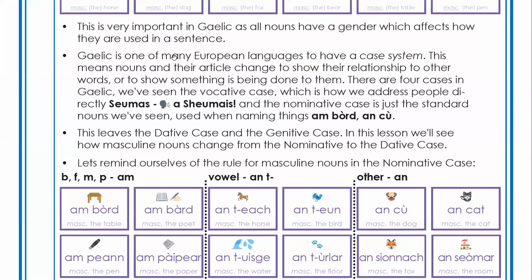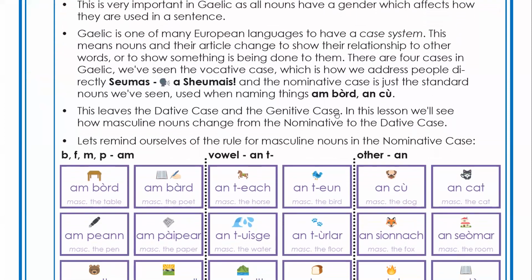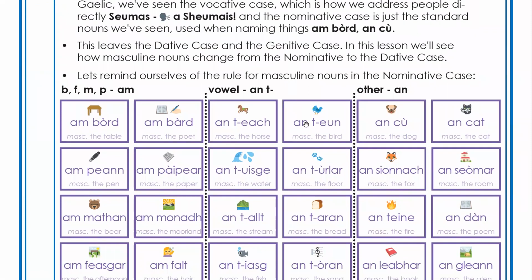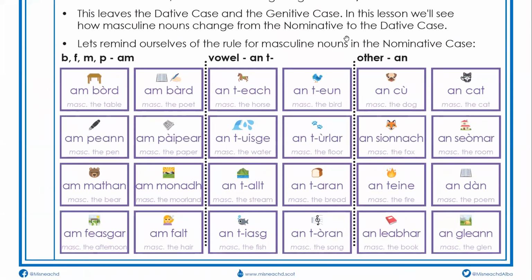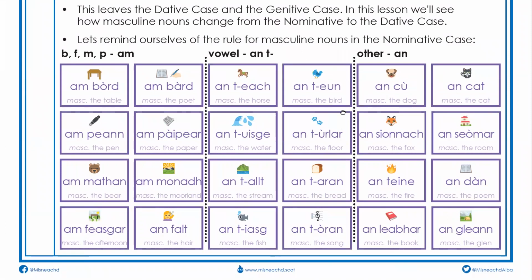As noted, Gaelic is one of many languages that has a case system. And there's only the 4 in Gaelic, so it could be an awful lot worse. Some European languages, like Hungarian, have up to 21 cases. So it is something that is typical in European languages. So dative case, genitive case, we'll look at in this lesson. In fact, just the nominative and the dative. We'll leave the genitive to later on.